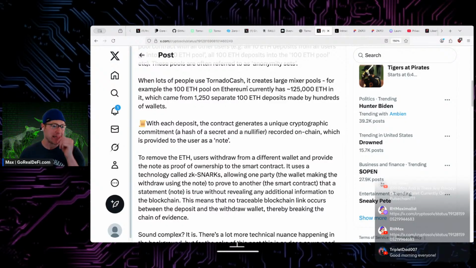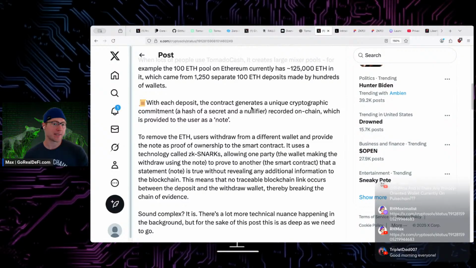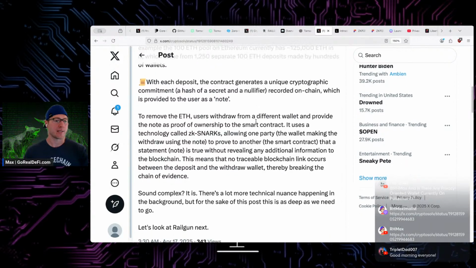For example, the 100 ETH pool on Ethereum currently has 125,000 ETH in it, which came from 1,250 separate 100 ETH deposits made by hundreds of wallets. With each deposit, the contract generates a unique cryptographic commitment, a hashed secret and nullifier recorded on chain, which is provided to the user as a note.